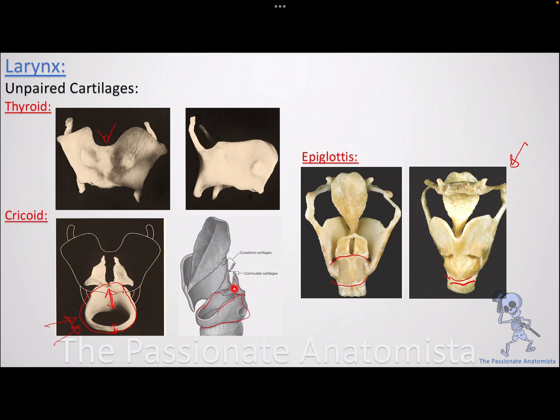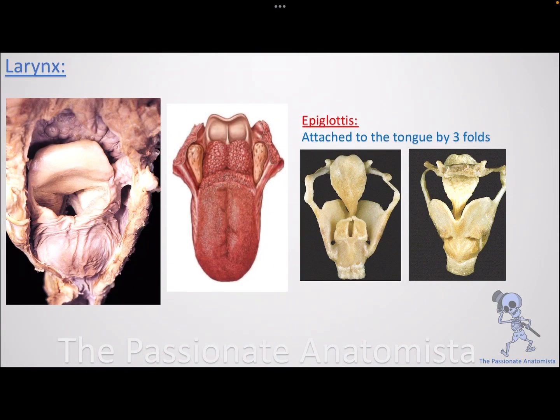And then moving on to the paired ones, you have two arytenoids, and they are very important when we talk about the vocal cords and the muscles that control phonation and the entrance to the glottis, all right? And then on top of them, you have two corniculate cartilages. They are cone-like, all right? They sit on the top of the arytenoids, and then you have these cuneiform cartilages that are embedded in the aryepiglottic fold. So if I have the aryepiglottic fold here, it means this is embedded in that, all right?